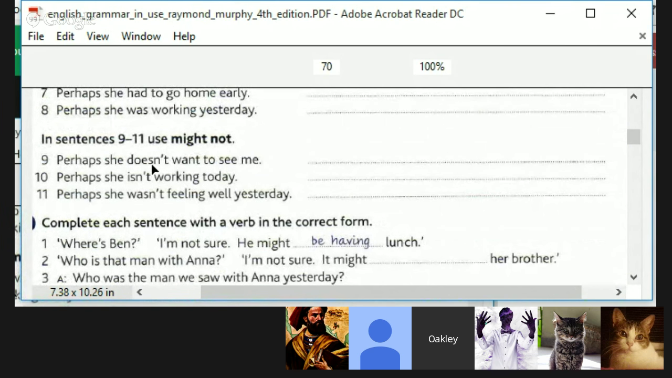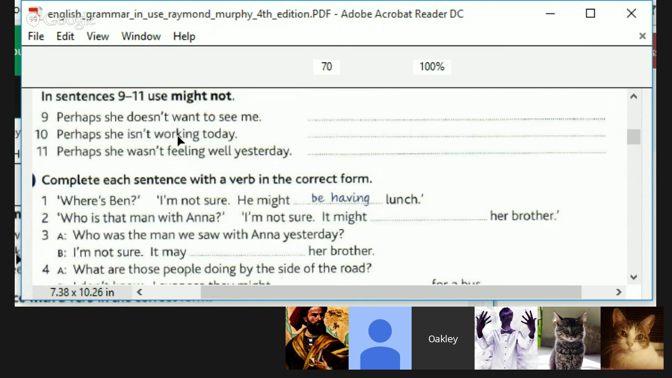Daniel, number 9. Perhaps she doesn't want to see me. Perhaps she might not want to see me. You got it. Okay, good job with the want. Good job. You got it that time. Great. You couldn't say she might not want to be seeing me. You got it. She might not want to see me. Okay. Great. Salvatore, number 10.